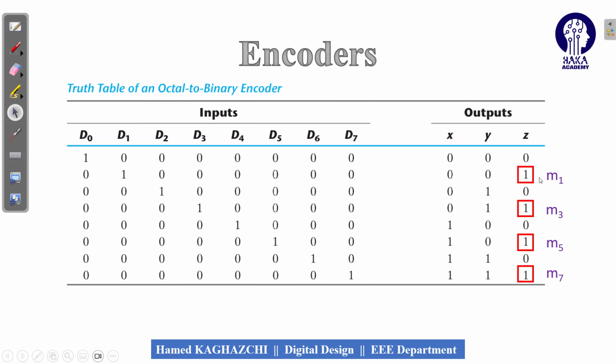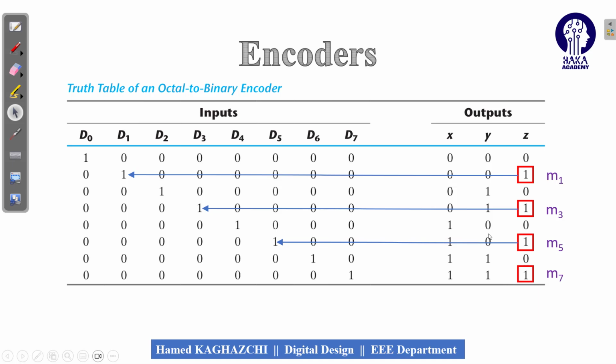Now, if we look at the input of this encoder, we can see that when M1 happens, all of the inputs are equal to 0, just D1. Similarly, for M3, all of the inputs are 0, just D3 is 1. For M5, all of the inputs are 0 except D5, and for M7, the same thing happens. It means that we can write Z as D1 or D3 or D5 or D7.